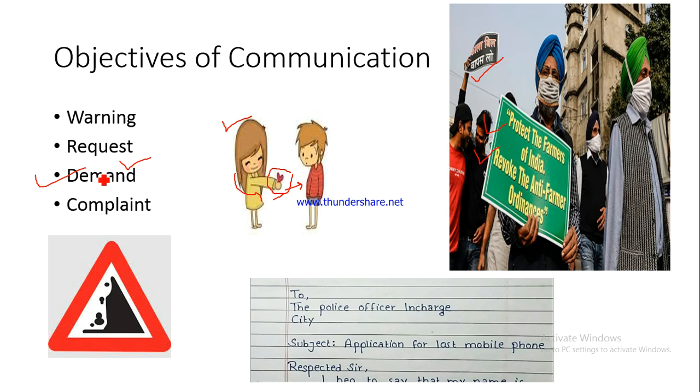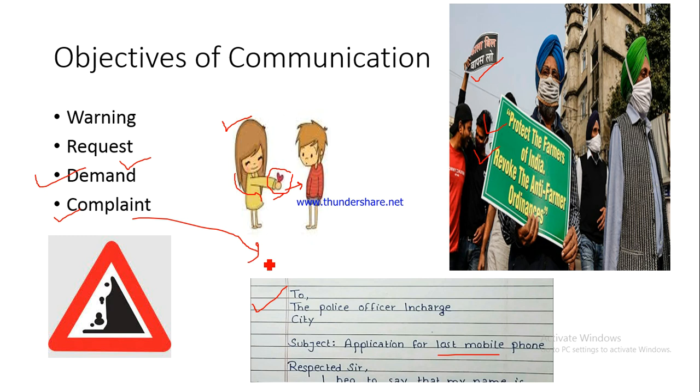Now, complain. Many a times you communicate because you have to register a complaint. You have to lodge a complaint against somebody. For example, have a look at this particular complaint which seems to be lodged by a student like you people only. The city police officer in charge city, and that is why there are a number of mistakes here. Subject: application for lost mobile phone. So this guy has lost his or her mobile phone and he has lodged a complaint in front of the police officer in charge of the city, and he must have requested that his lost mobile be traced by the police authorities. So this is a complaint, right?